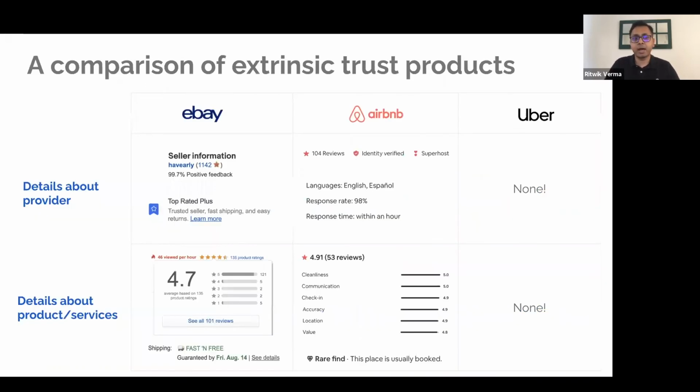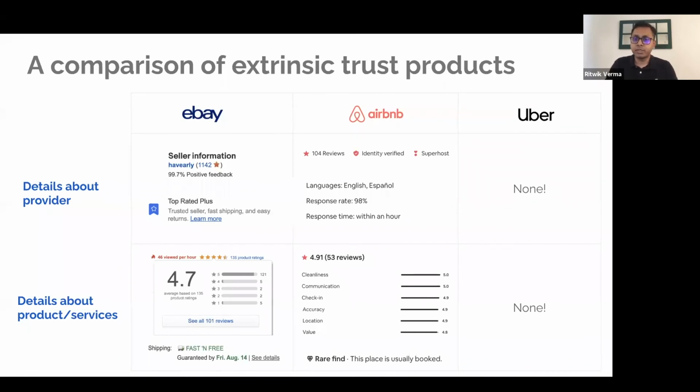So let's compare how marketplaces build and solve for extrinsic trust. If you look at eBay and Airbnb, they have details about the provider, feedback score, there is a top rated badge on eBay, and then the products that are listed. There's a hotness signal, 46 people viewed this per hour, and there are product ratings, and then there is objective data like guaranteed delivery by a certain date. All these signals are there to tell you that this listing and this provider can be trusted. On Airbnb also, you have details about the providers and ratings that are given by users.